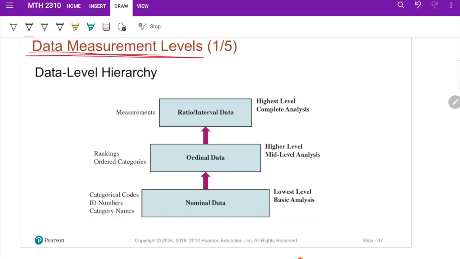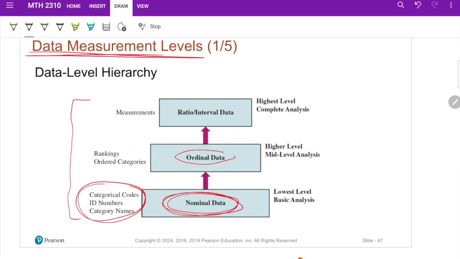We have 3 main levels. The lowest and the base one, we call it nominal data, nominal variables, which is the lowest level, the basic analysis. This contains groups, categories, ID numbers, marital status, favorite colors, favorite food, all of these nominals. The other level, the mid-level, is the ordinal data, the one that has ranks.